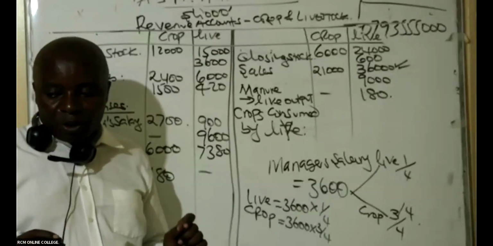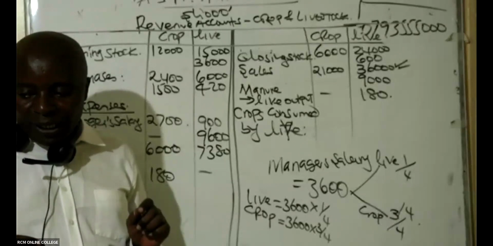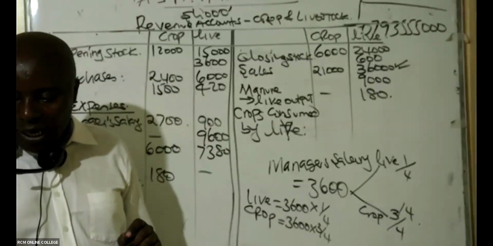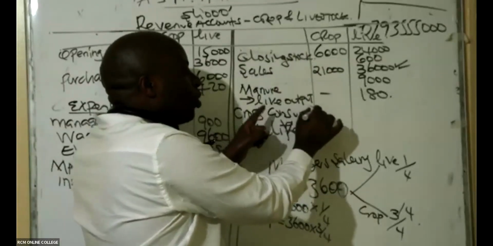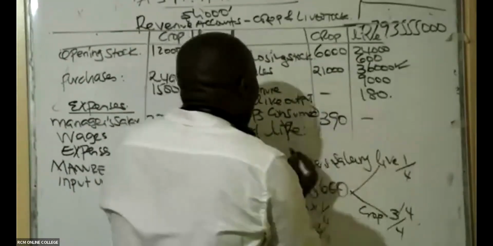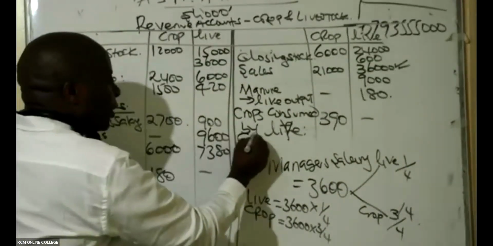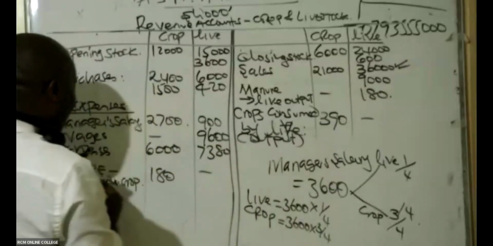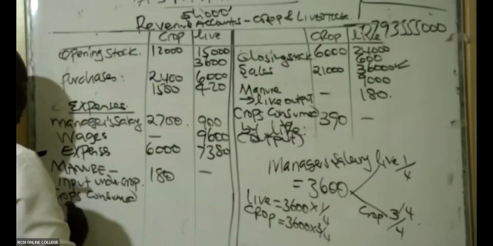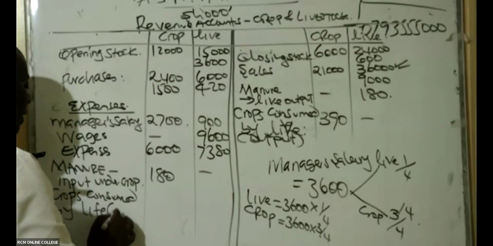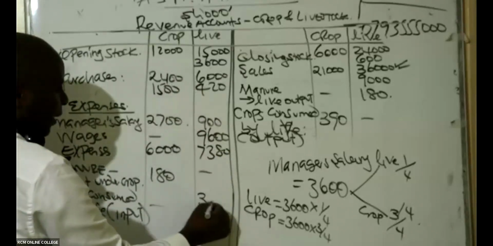How much were they worth? Please talk to me. Is it 390, everyone? And we're going to cut the 3 zeros because these are in shillings thousands. So remember, this is an output of the crop section here. But now when we come here, it becomes an input. So this is an output here. But now here, crops consumed by livestock. So this here is an input which goes under the livestock, 390, like that.